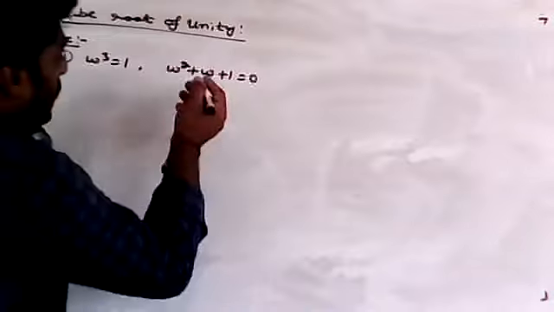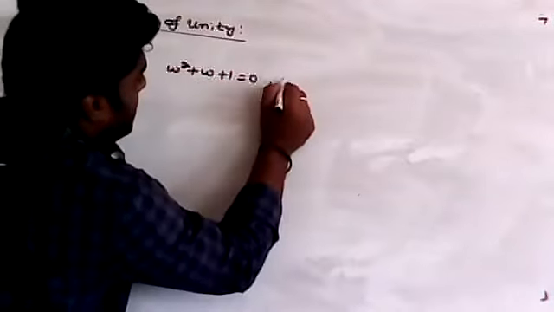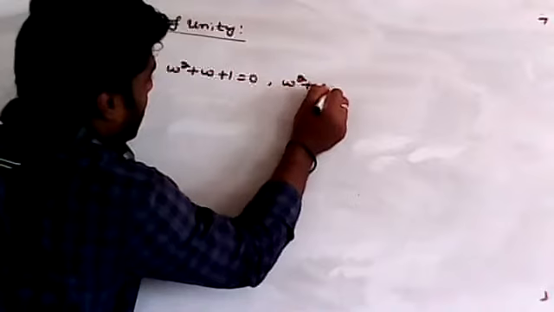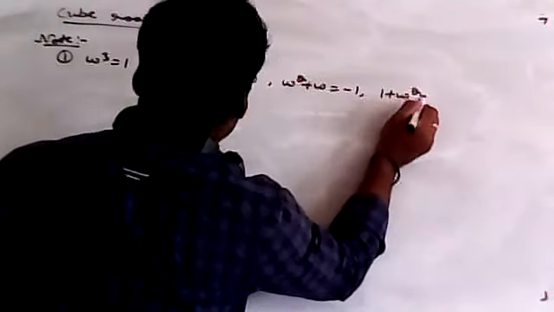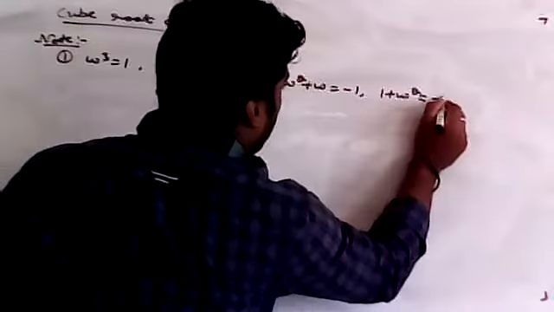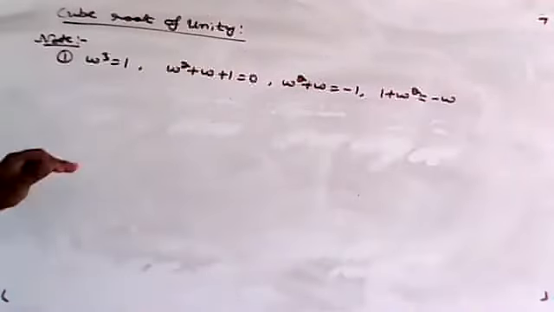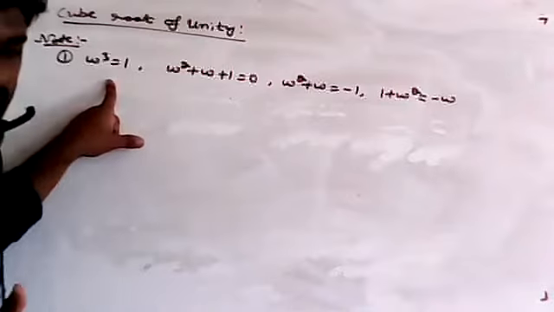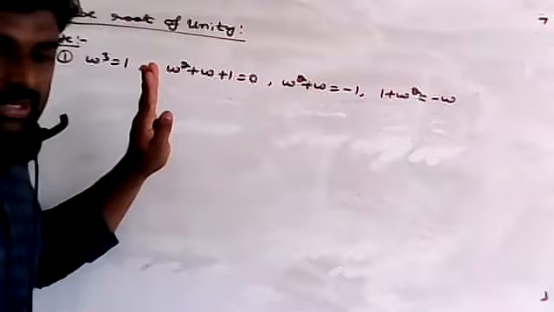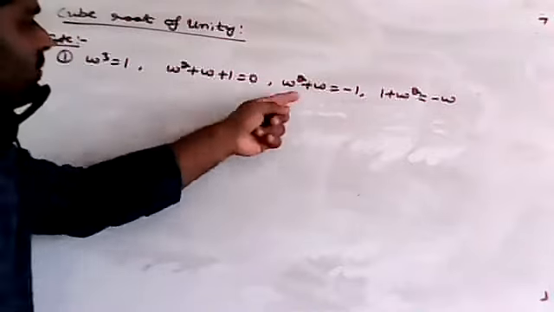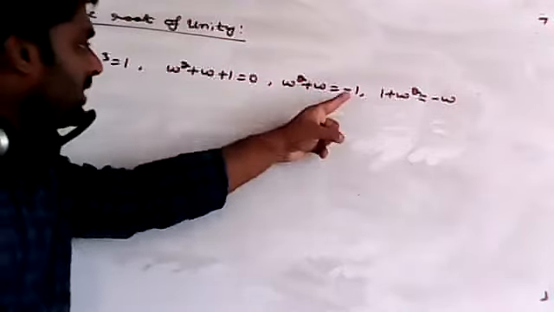Same way, you can write this one as, if I take 1 to this side, omega square plus omega equal to what? Minus 1. Next, one more. 1 plus omega square is equal to what? Minus omega. Okay, by this formula, if you remember this one, omega cube is what? 1, and omega square plus omega plus 1 equal to 0. From this equation only we can write that omega square plus omega equal to minus 1, and 1 plus omega square equal to what? Minus omega.